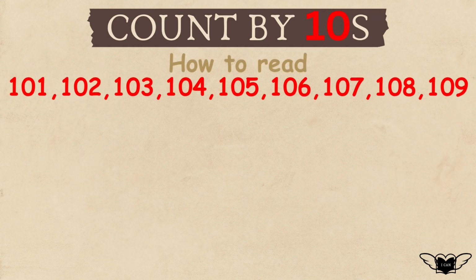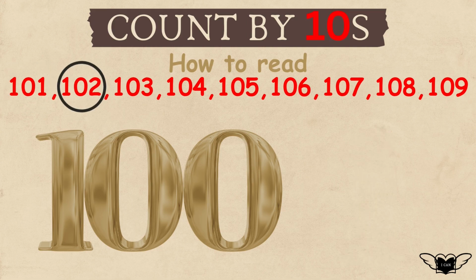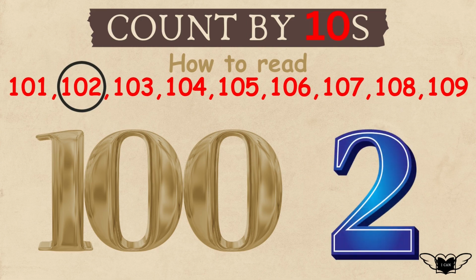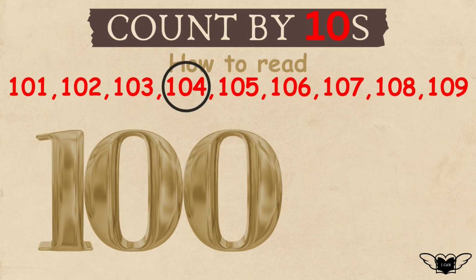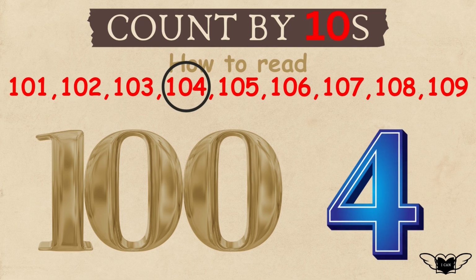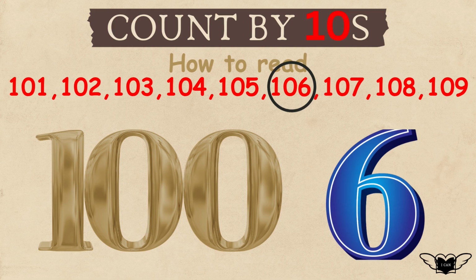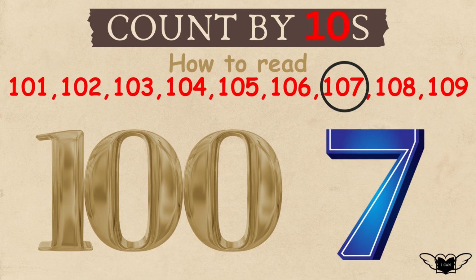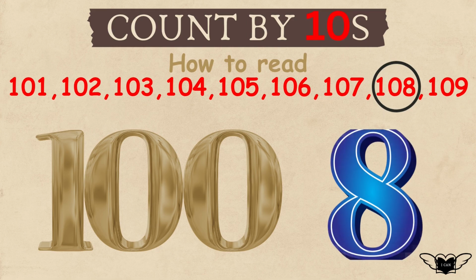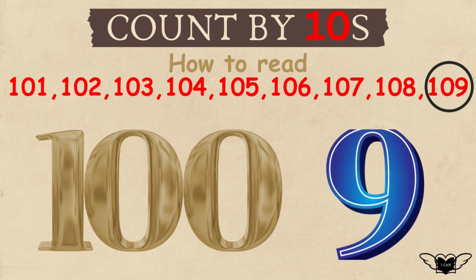How to read these numbers? 100, 1, 101. 100, 2, 102. 100, 3, 103. 100, 4, 104. 100, 5, 105. 100, 6, 106. 100, 7, 107. 100, 8, 108. 100, 9, 109.